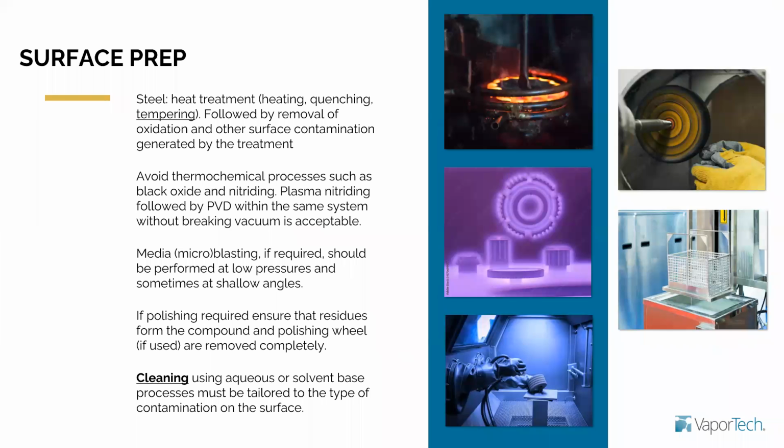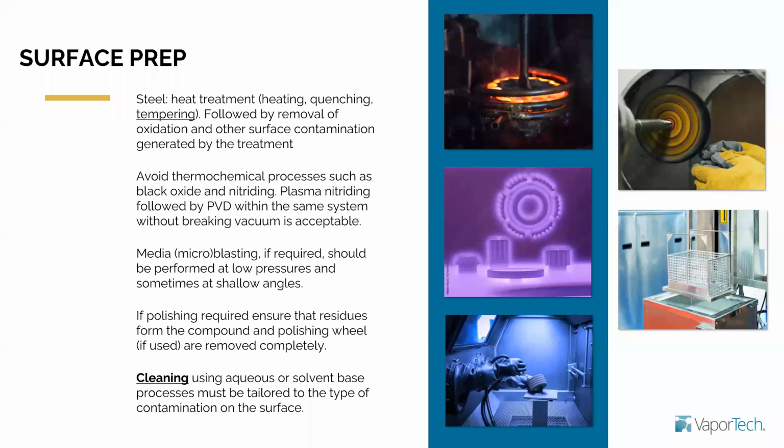Surface prep. So we talked about what the substrates or the parts have to be like in terms of composition, hardness and mechanical properties. But there's something else that we have to think about. One of them is, for instance, on the very top, in the case of steels, what the heat treatment is. For those that are metallurgists or mechanical engineers, this should be kind of natural.